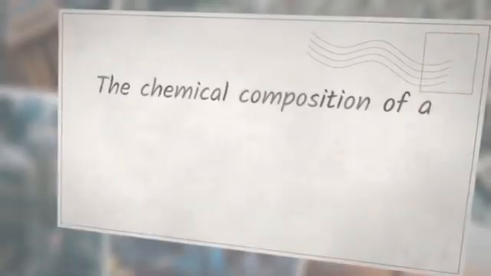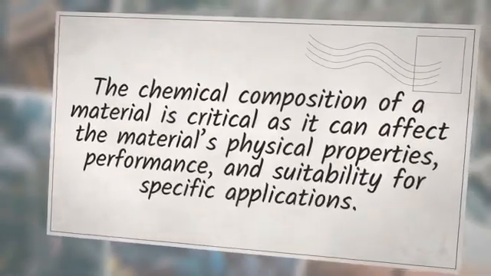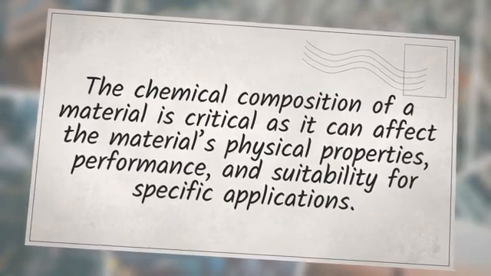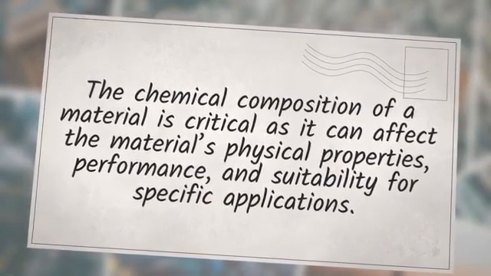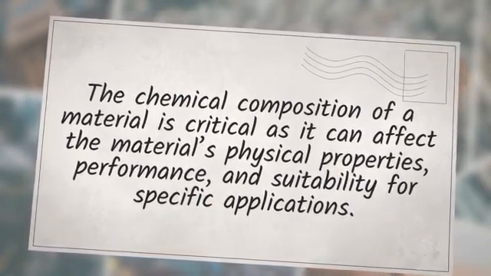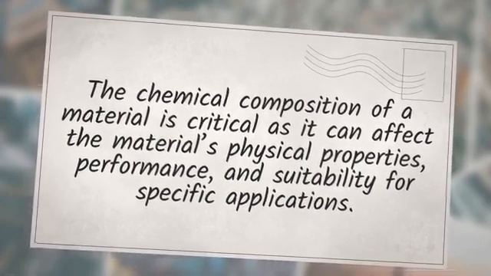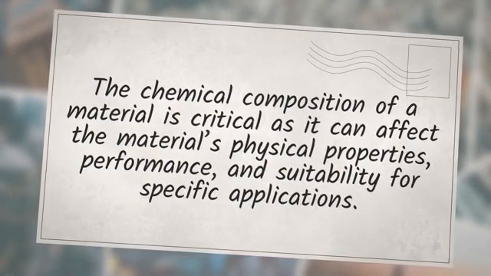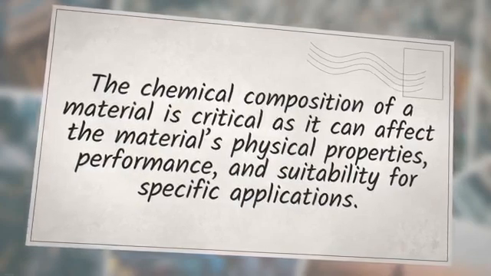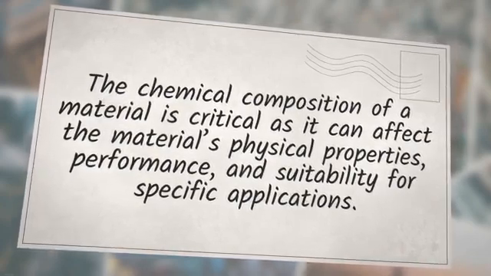This section lists the chemical composition of the material, including the elements present and their percentages. Check that the values fall within the specified range for the material grade. The chemical composition of a material is critical as it can affect the material's physical properties, performance, and suitability for specific applications.